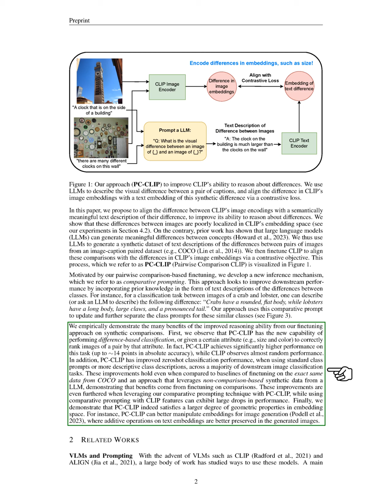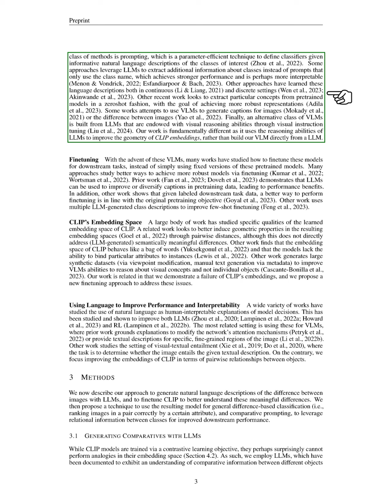In the related work section, we discuss the evolution of VLMs like CLIP and Align, highlighting the focus on prompting as a method to define classifiers using natural language descriptions. Some methods utilize LLMs to extract additional class information, leading to improved performance and interpretability. Other approaches have explored learning language descriptions in various settings or extracting concepts from pre-trained models in a zero-shot manner. Additionally, some works have aimed to use VLMs for generating captions or differences between images.